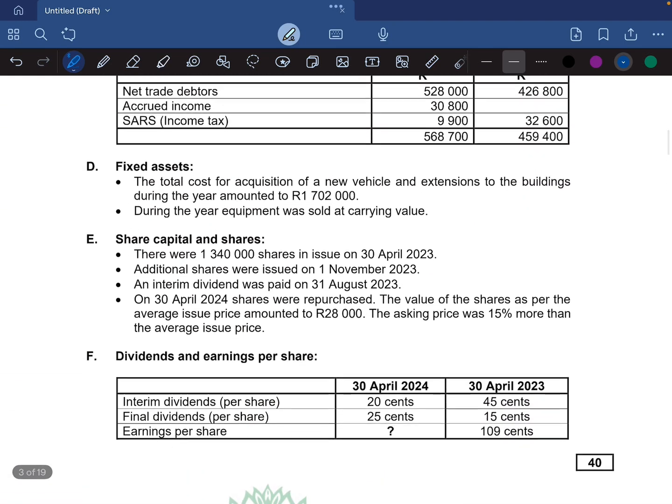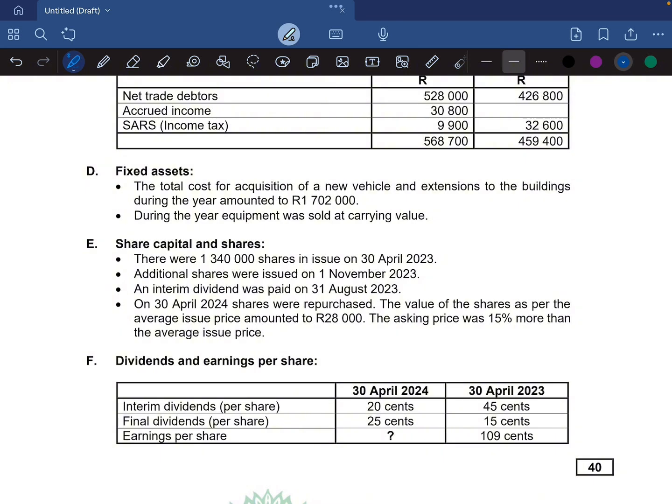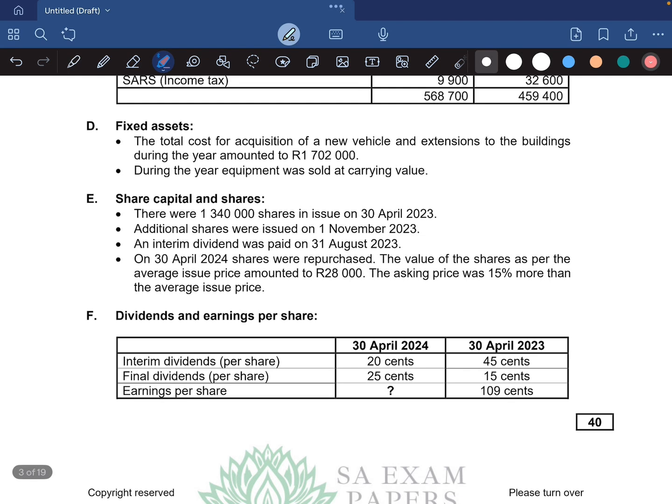That information is given in information E, the share capital and shares, in conjunction with information F, the dividends and the earnings per share. The first bullet point says there were 1,340,000 shares in issue on the 30th of April 2023, the start of the year. Additional shares were issued on the 1st of November 2023, but we're not told how many. Then interim dividends were paid on the 31st of August 2023.